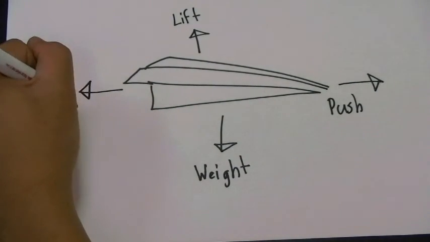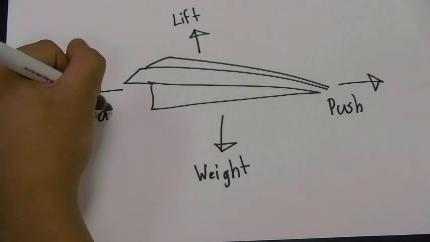There are four forces acting on an airplane that cause it to fly: the lift, the push, the drag, and the weight.